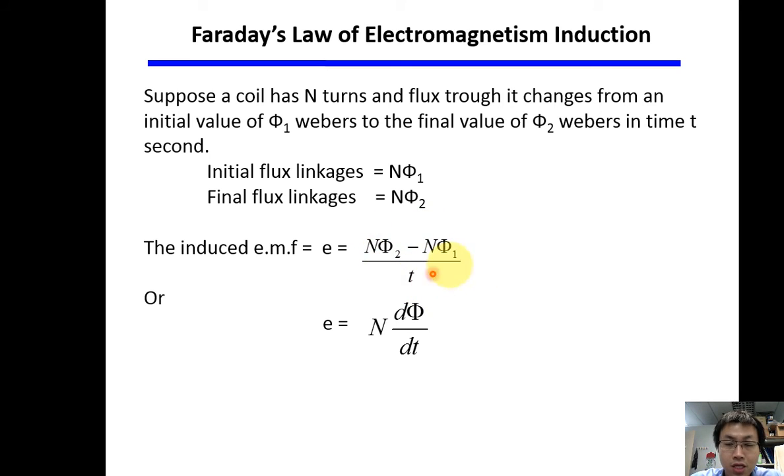Then we put it in this equation, it will be the induced EMF. So E equals, we factorize, equals d phi over dt. d phi means the difference of phi 2 minus phi 1. dt is the difference of the time. So this is the equation of Faraday's first law and second law.